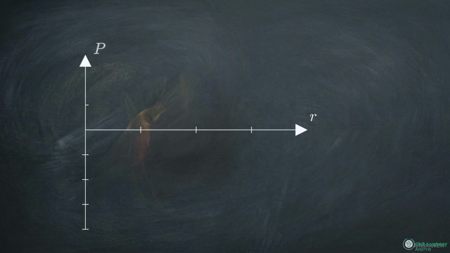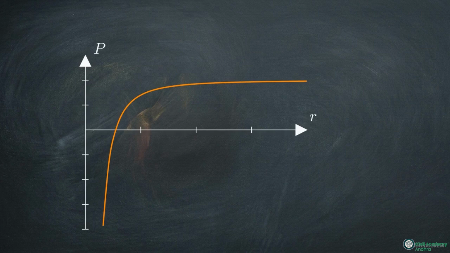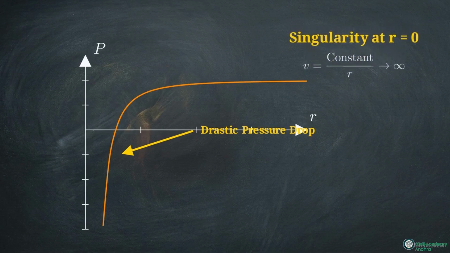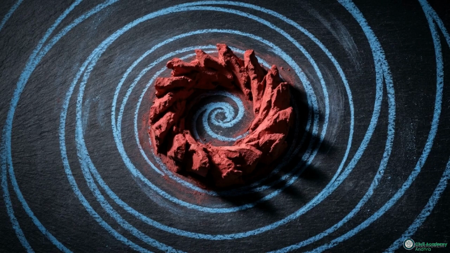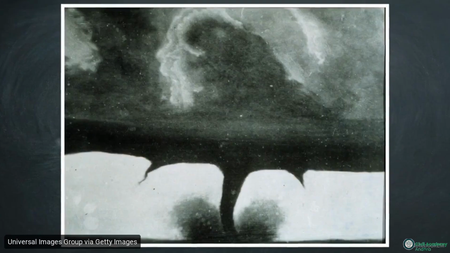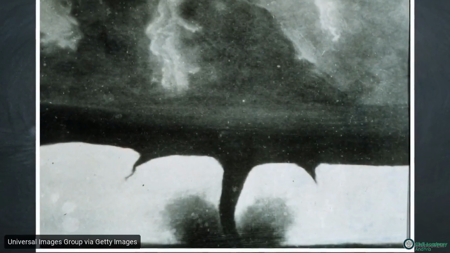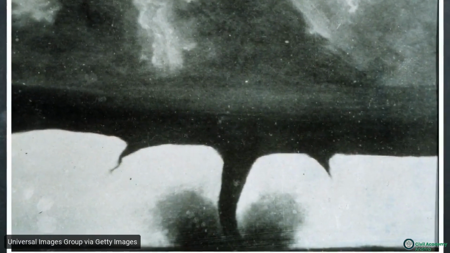But plotting this creates a problem. This chart graphs the pressure variation when we substitute our free vortex velocity into the general pressure equation. We see a drastic pressure drop toward the center. If velocity is a constant divided by the radius, then as that radius approaches zero, the math dictates an infinite velocity. Infinite velocity is physically impossible. Free vortex equations are highly accurate for outer regions, but mechanically break down at the absolute core. But nature gracefully resolves this mathematical impossibility every single time a powerful tornado touches down.